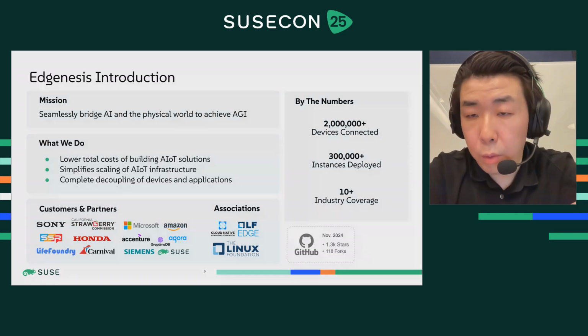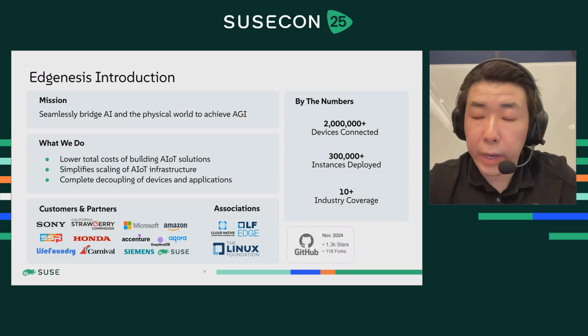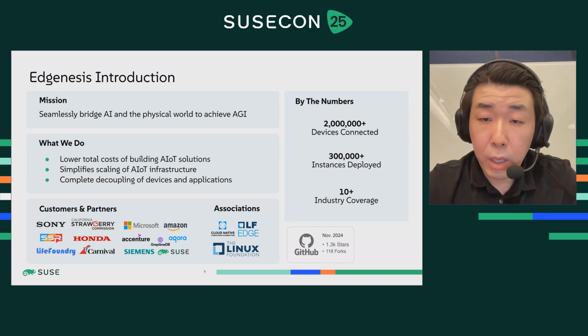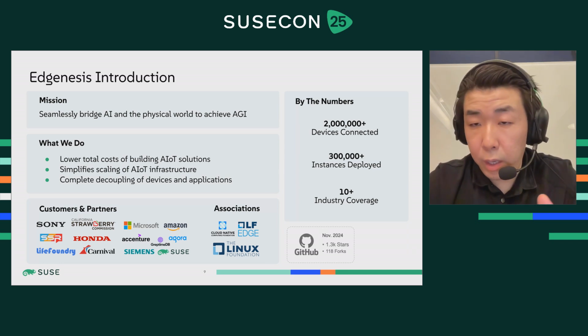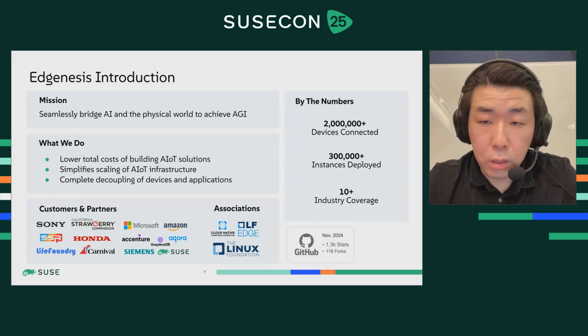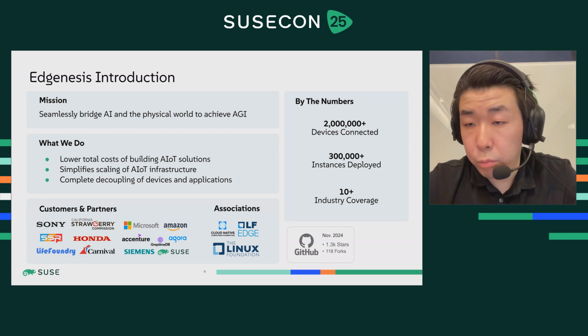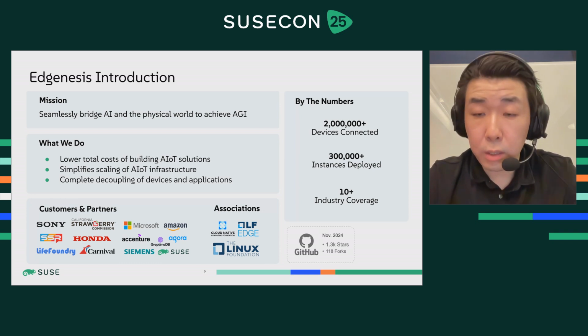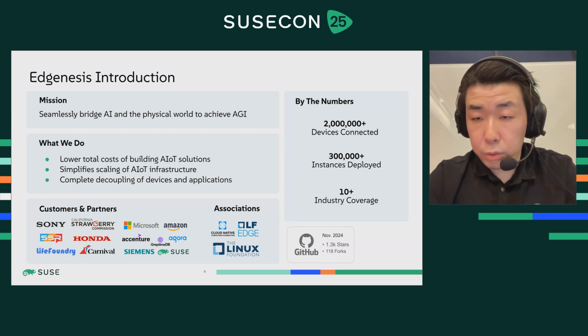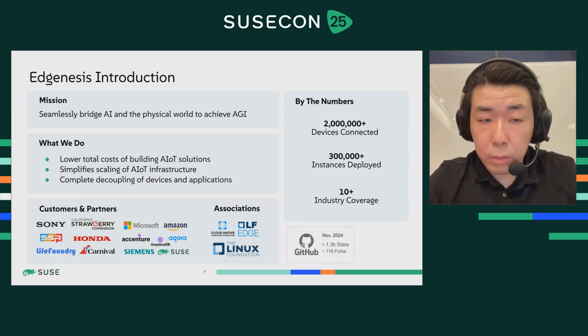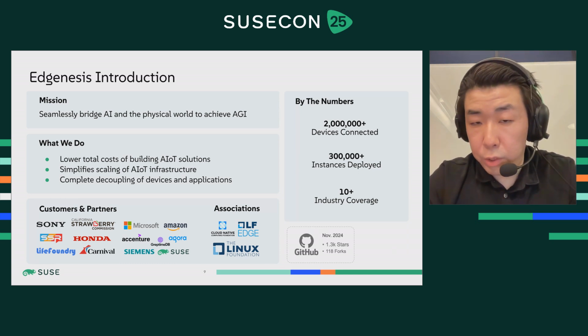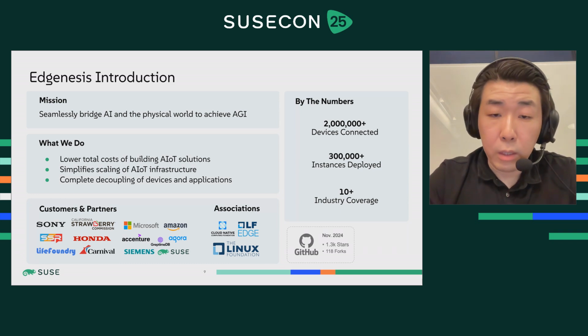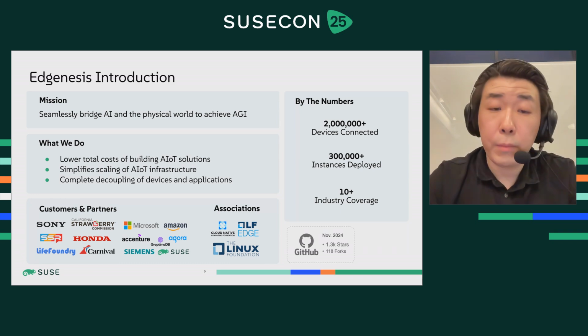At Edgenesis, we are dedicated to solving the IoT interoperability problem to seamlessly bridge AI and the physical world. To date, we have connected more than 2 million IoT devices. We have deployed over 300,000 instances across more than 10 industries, and we're trusted by industry leaders and Fortune 500 companies. We're also actively participating in open source associations like the Linux Foundation and CNCF. Next.